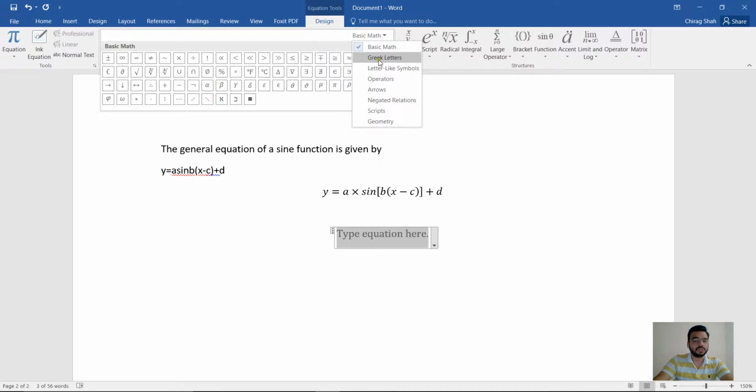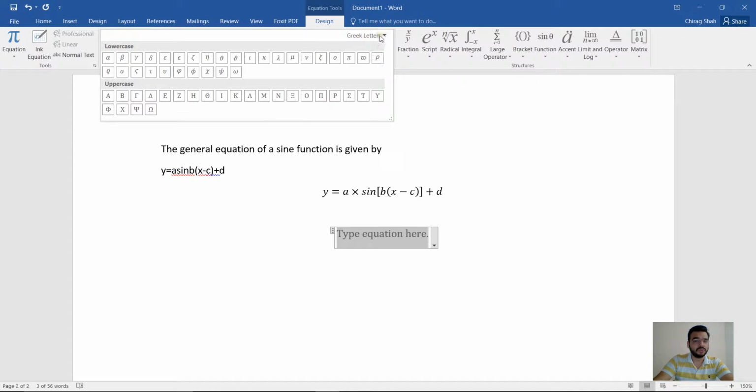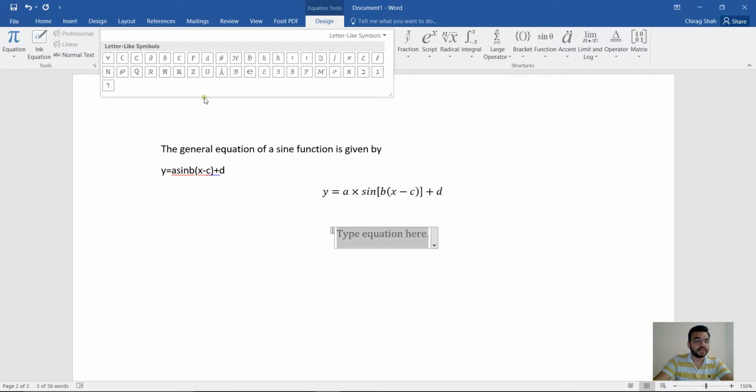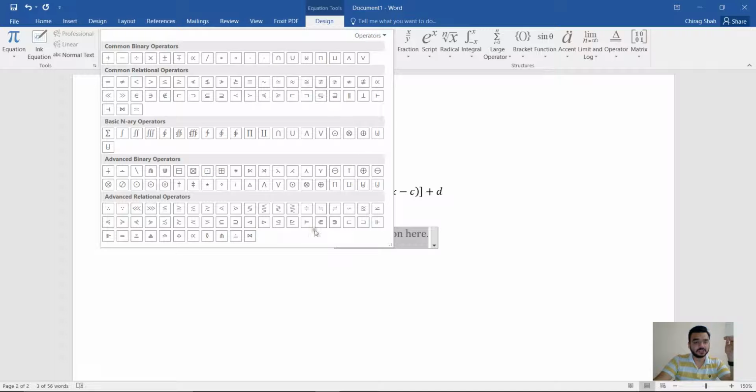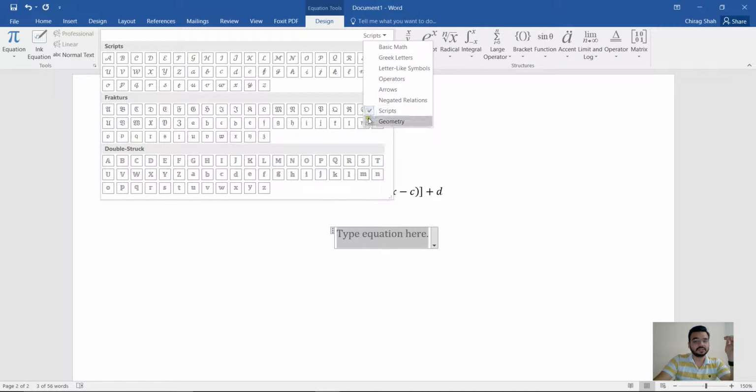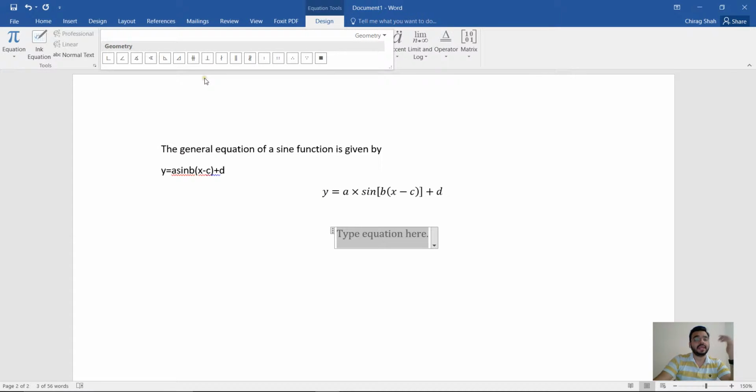You can go to the Greek letters, which will give you more of the Greek letters. You can go to letter-like operators, like where you want to show, let's say, n is a number which belongs to the set of real numbers and you want to show this R, you can go ahead and show it. It falls under the letter-like symbols. We have the operators, there are so many operators available, and then the scripts, let's say the geometry section where you want to show angle, let's say angle ABC, so you can use either of the angle symbols. So everything is available in the equation mode.